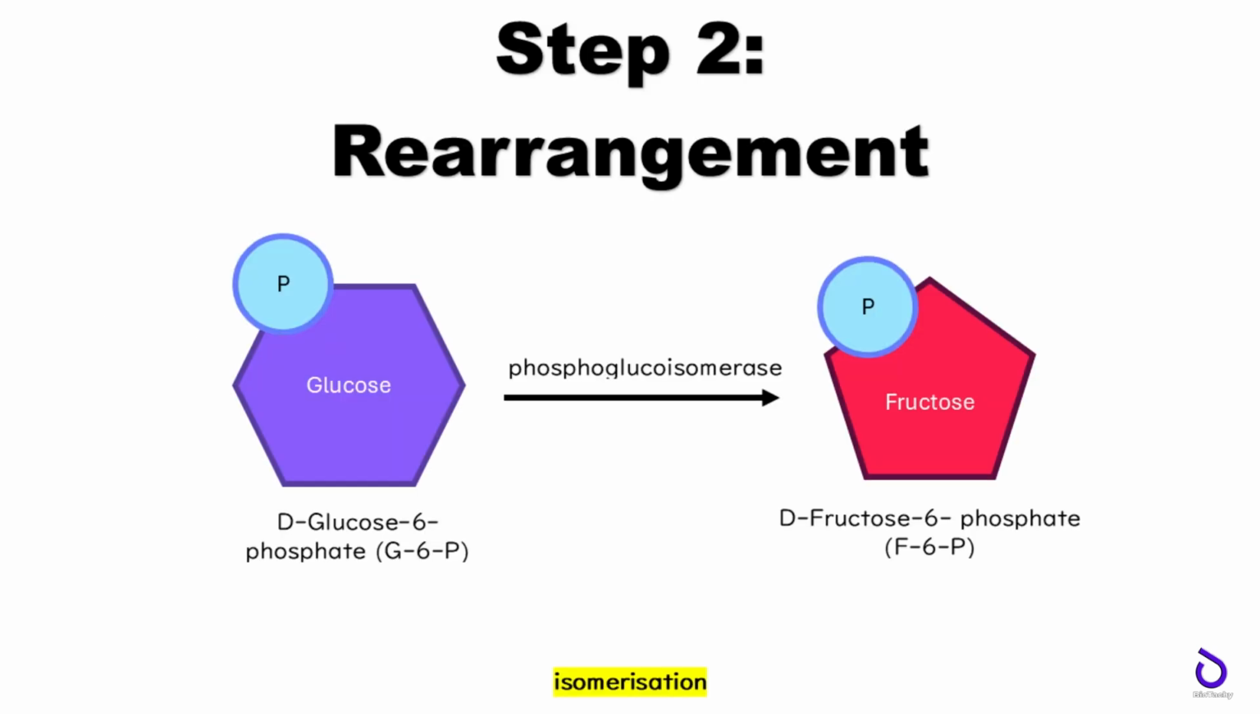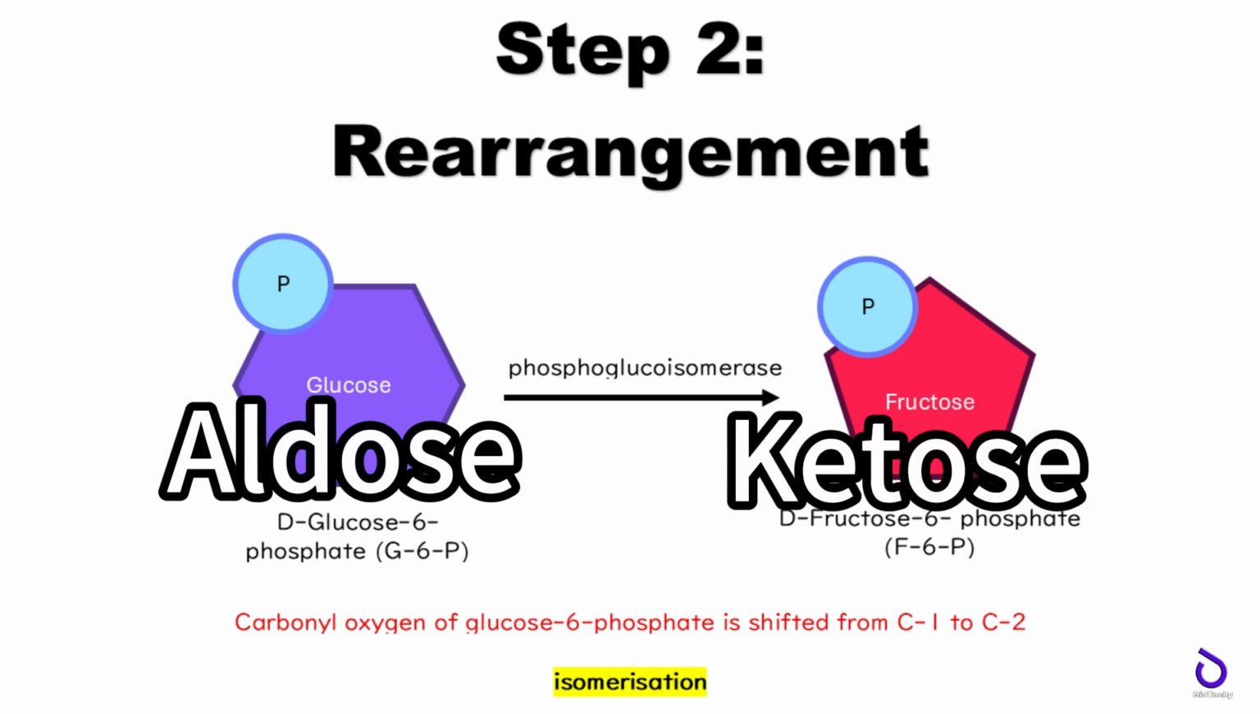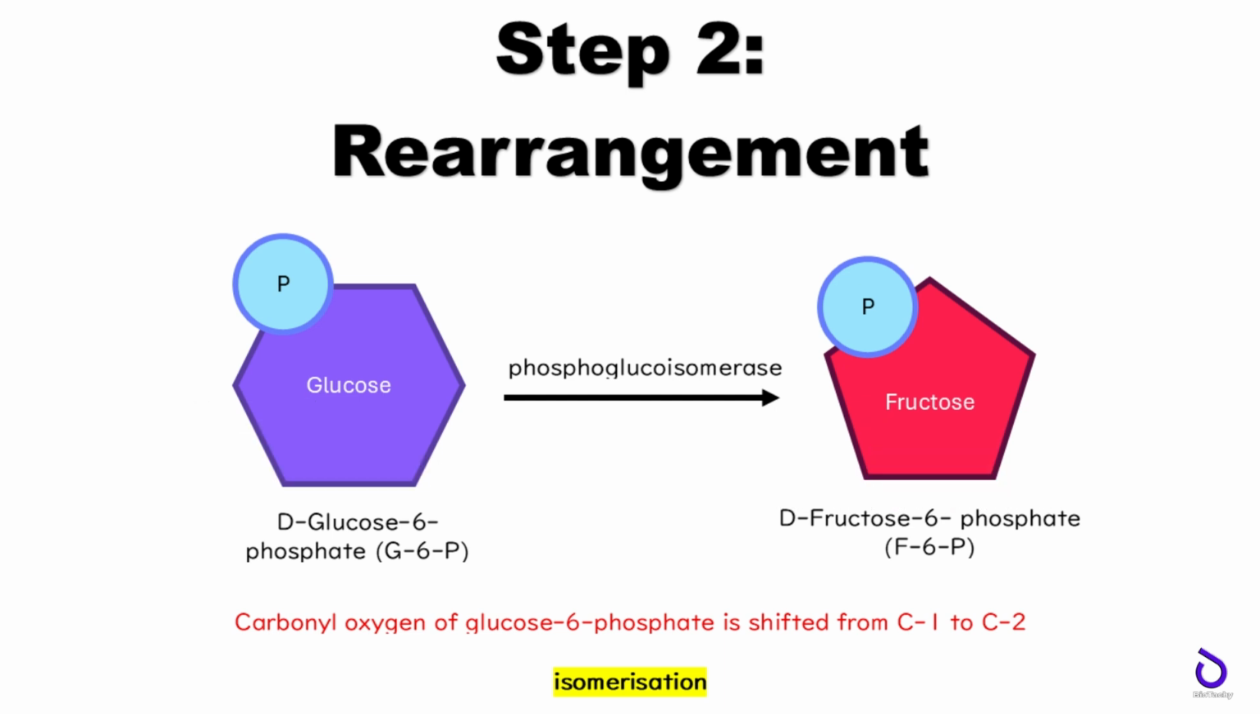Step 2, rearrangement. Glucose 6-phosphate undergoes isomerization, which is then converted into fructose 6-phosphate, catalyzed by enzyme phosphoglucoisomerase. This step rearranges the molecule from an aldose to a ketose. Carbonyl oxygen of glucose 6-phosphate is shifted from the C1 carbon to the C2 carbon to form fructose 6-phosphate.